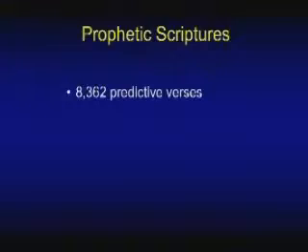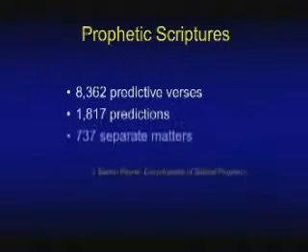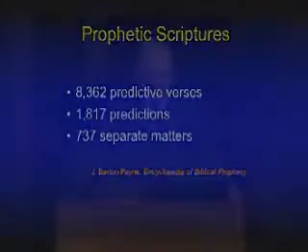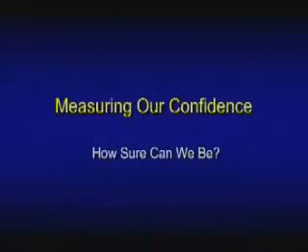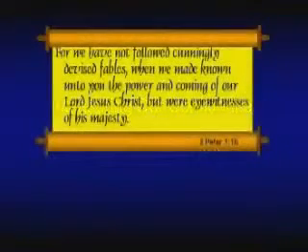There are, by at least one cataloging, over 8,000 predictive verses on almost 2,000 different predictions on 700 different matters. That's J. Barton Payne's encyclopedia. That's his particular cataloging of them. Now, if that's true, can we measure how confident we are? If we think, gee, some of us believe the Bible, sure, but how confident can we be? How sure can we be?